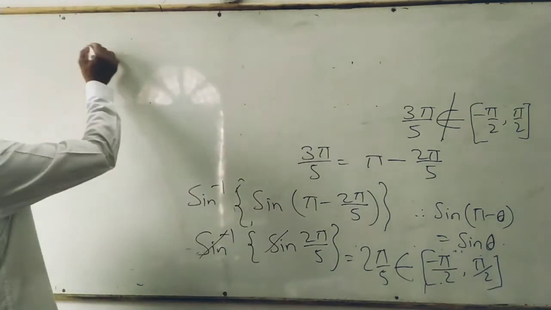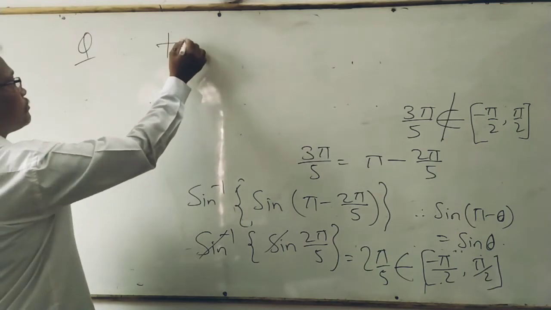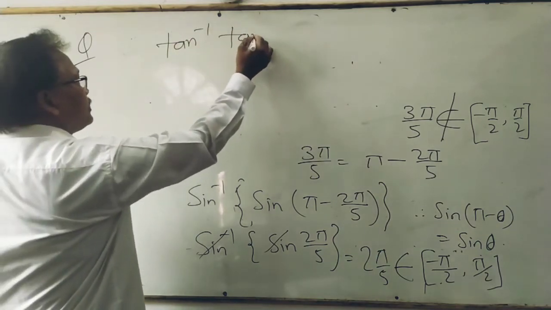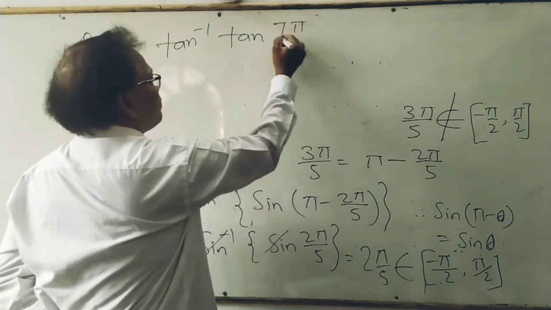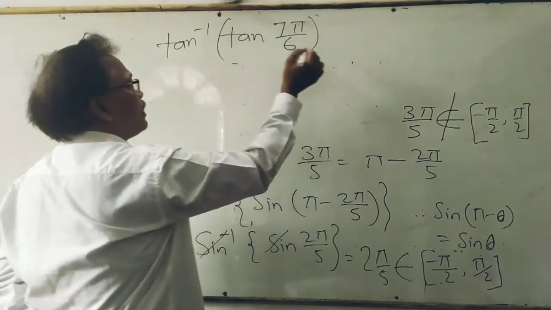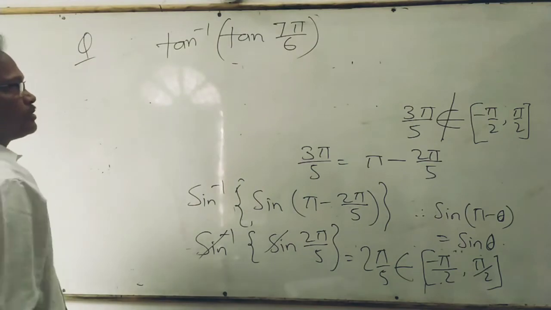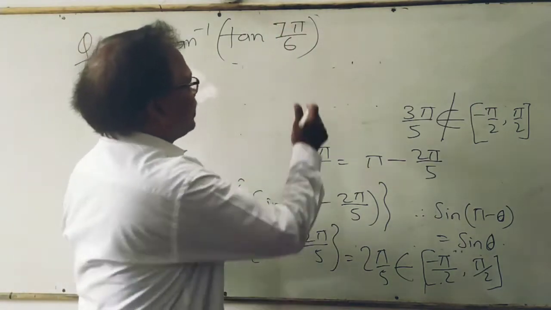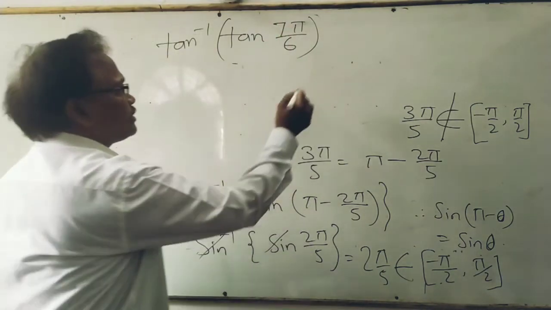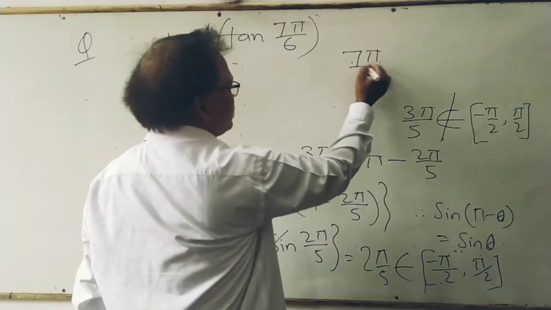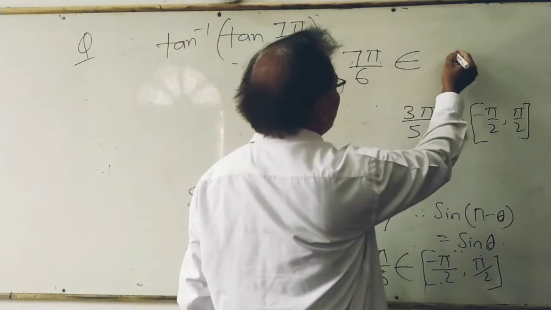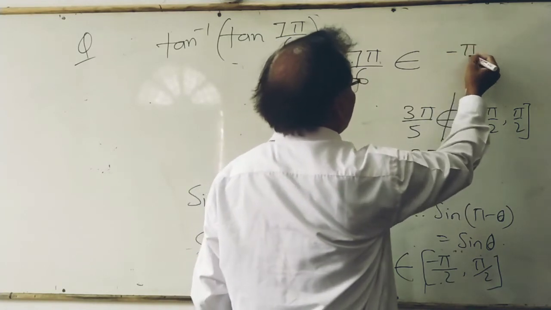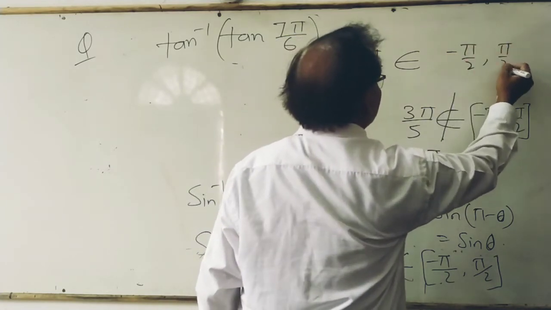Tan inverse tan 7 pi by 6. Find the value of this. क्या 7 pi by 6, सबसे पहले tan inverse की रेंज क्या होती है बताएं. Whether it belongs to minus pi by 2 to pi by 2.